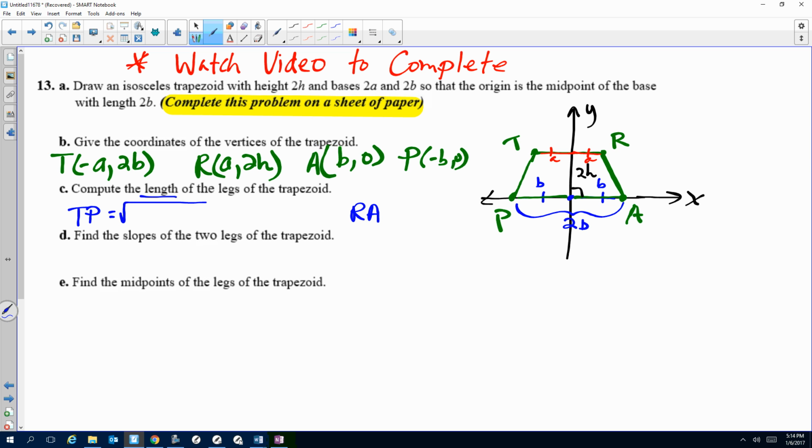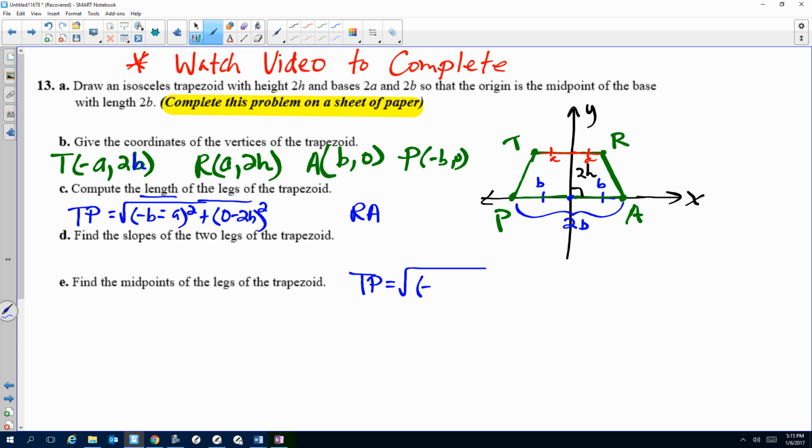Change in x, so negative b minus a negative a, parentheses squared, plus the change in y. So that's 0 minus 2h. I know that looks like 2b, but that should be 2h. Yeah, 0 minus 2h, parentheses squared. And we're going to simplify that. I know I'm about to run out of room, so I'm just going to simplify TP over here.